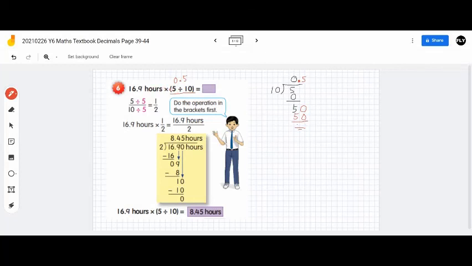Next. Okay, 5 divided by 10 is 0.5. So the product of this is multiplied by 16.9 hours. 16.9 hours times 0.5. 5 times 9, 45. 5 times 6, 30 plus 4, 34. 5 times 1, 5, 5 plus 3, 8. Okay, next. Calculate the decimal places. How many decimal places here? So you look at it. This is one decimal place and the second decimal place. Altogether, you have two decimal places. If you have two decimal places, you have to move twice. So your answer is 8.45 hours. Are they the same? Yes. They give you the same answer.